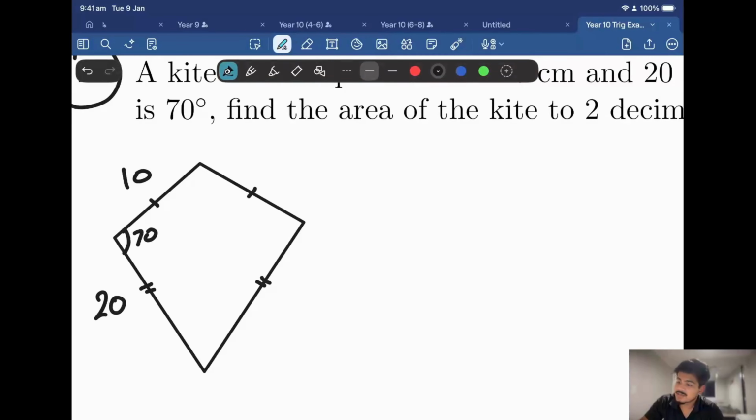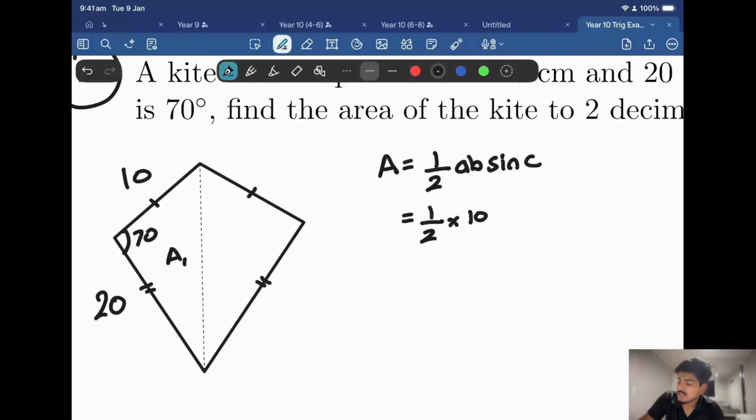If you can see here, something cool is going on. You can split this down the middle and you have two equal triangles, right? So you can find the area of this triangle, call it area 1, and then multiply it by 2 to get the area of the full kite. Let's calculate this. Area is equal to half ab sine C, so that's 1 over 2 times a, which is 10, times b, which is 20, times sine of 70.